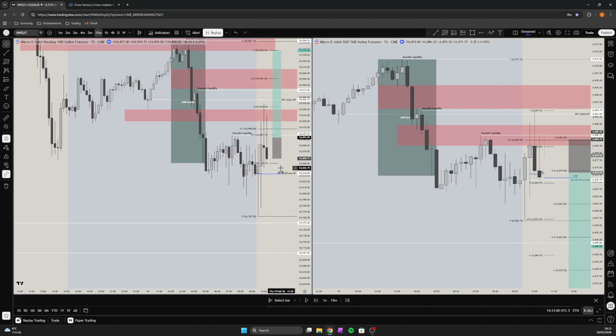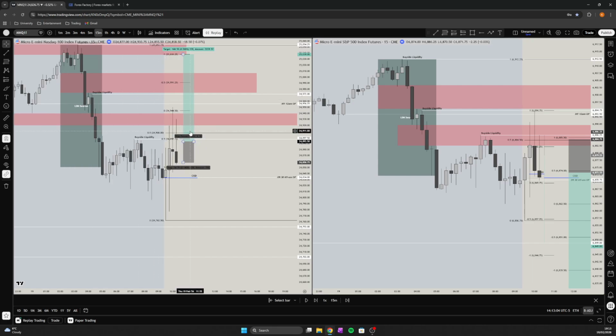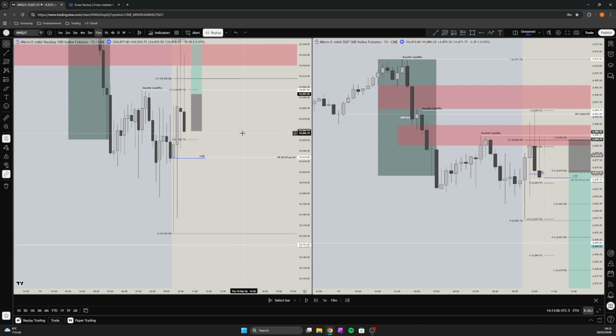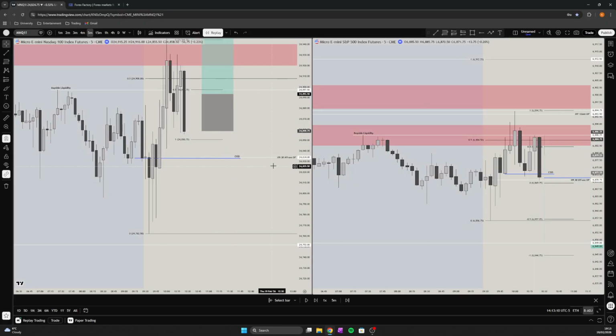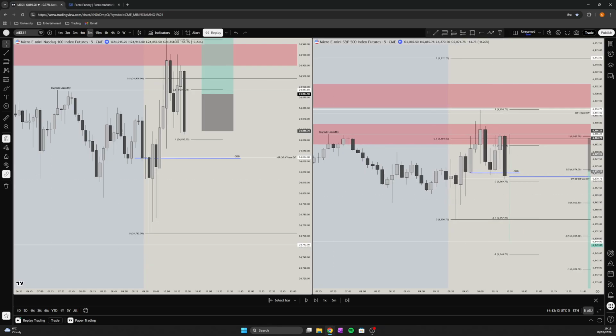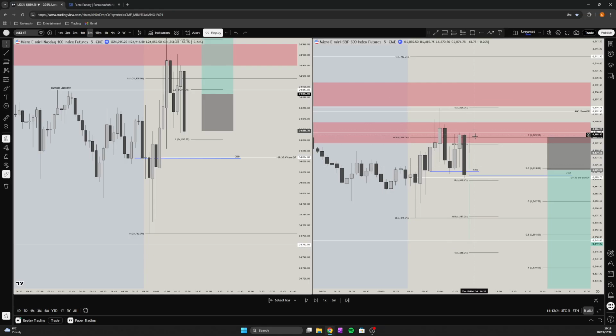Now, I was just waiting to get a 5-minute change of the state of delivery, or a 15-minute one. What happens is we get it right here. I think I entered on ES. Yeah, so we got it. Literally, this is a change of state of delivery, and I entered. This is the entire leg.